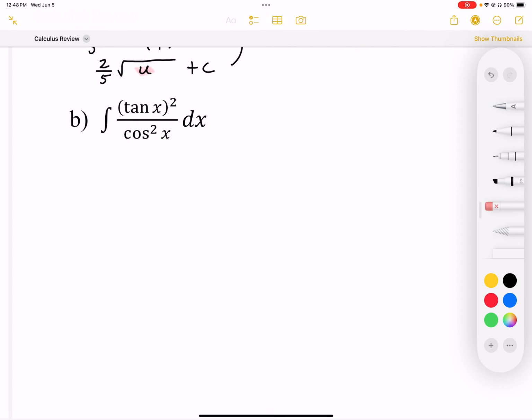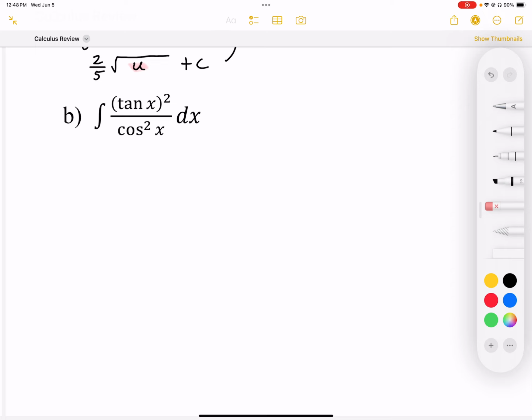For b, the same thing. It's not a power rule because there's an embedded tan in here. It doesn't look like this is a standard integral. There could be an algebraic rearrangement. The only thing that we might be able to do is this. We could maybe try breaking the tan into sine and cos, so we get sine squared over cos squared. So then we end up with sine squared over cos to the power of 4. But again, there's really nothing we can do with that.